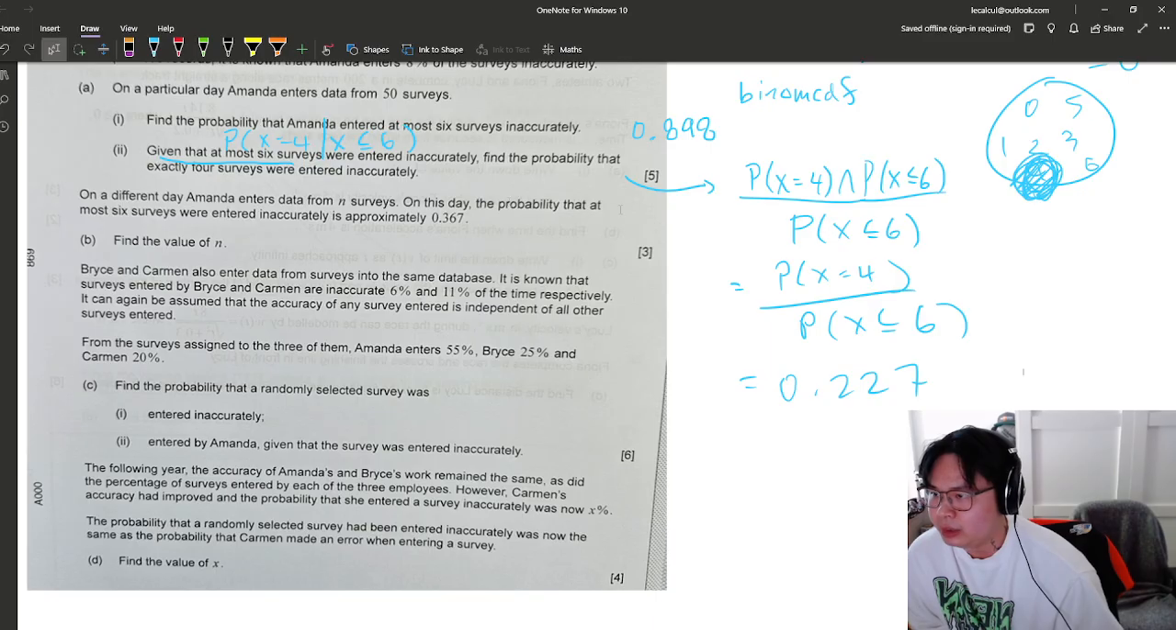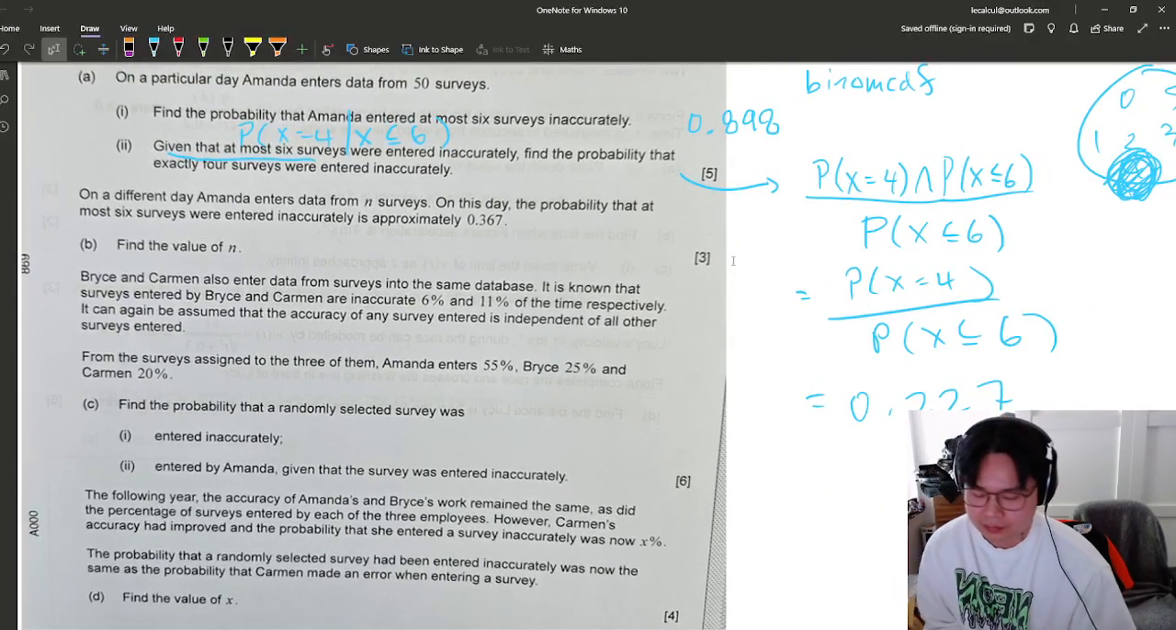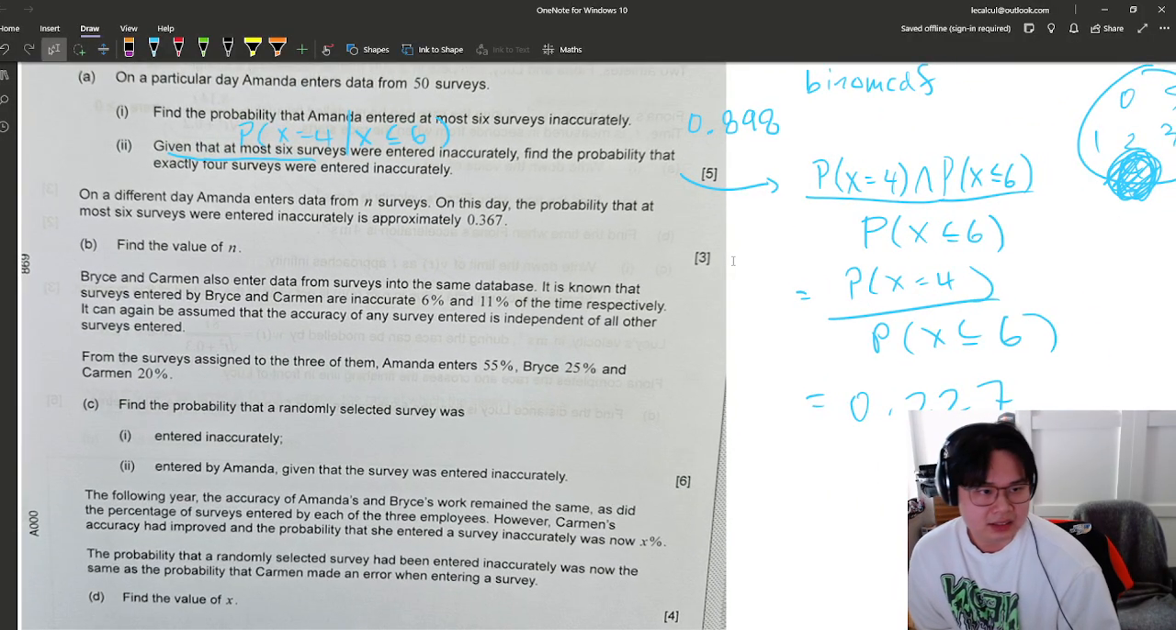Okay, on a different day, Amanda enters N surveys. On this day, the probability that at most 6 surveys were entered inaccurately was approximately this. Find the value of N. Ew. Okay. So this is an equation solver.